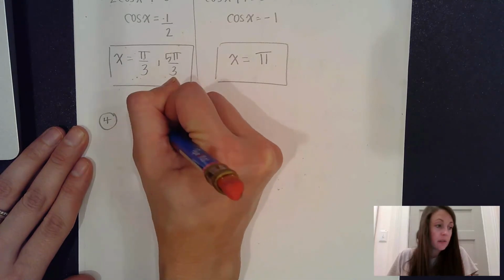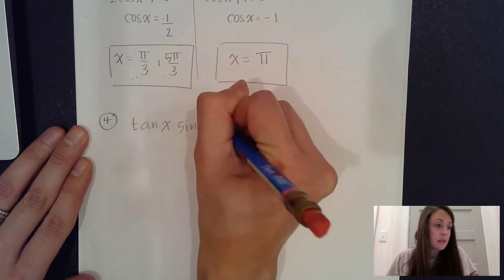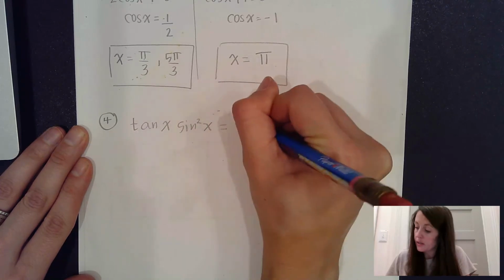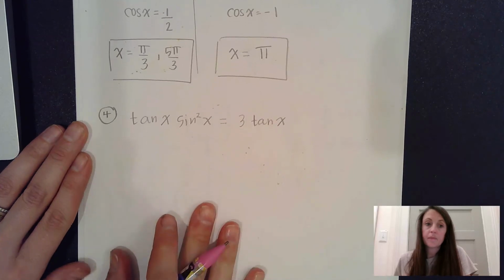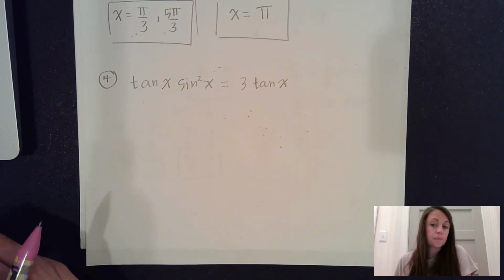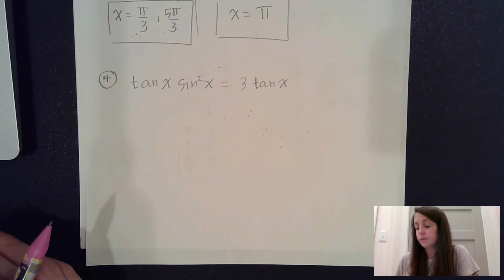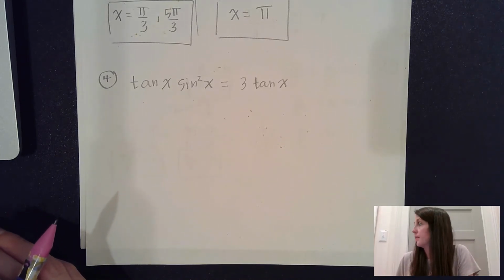So we've got tangent of x times sine squared of x is equal to 3 tangent of x. I want you to try to solve for this one. Okay? I need to do some substitution.